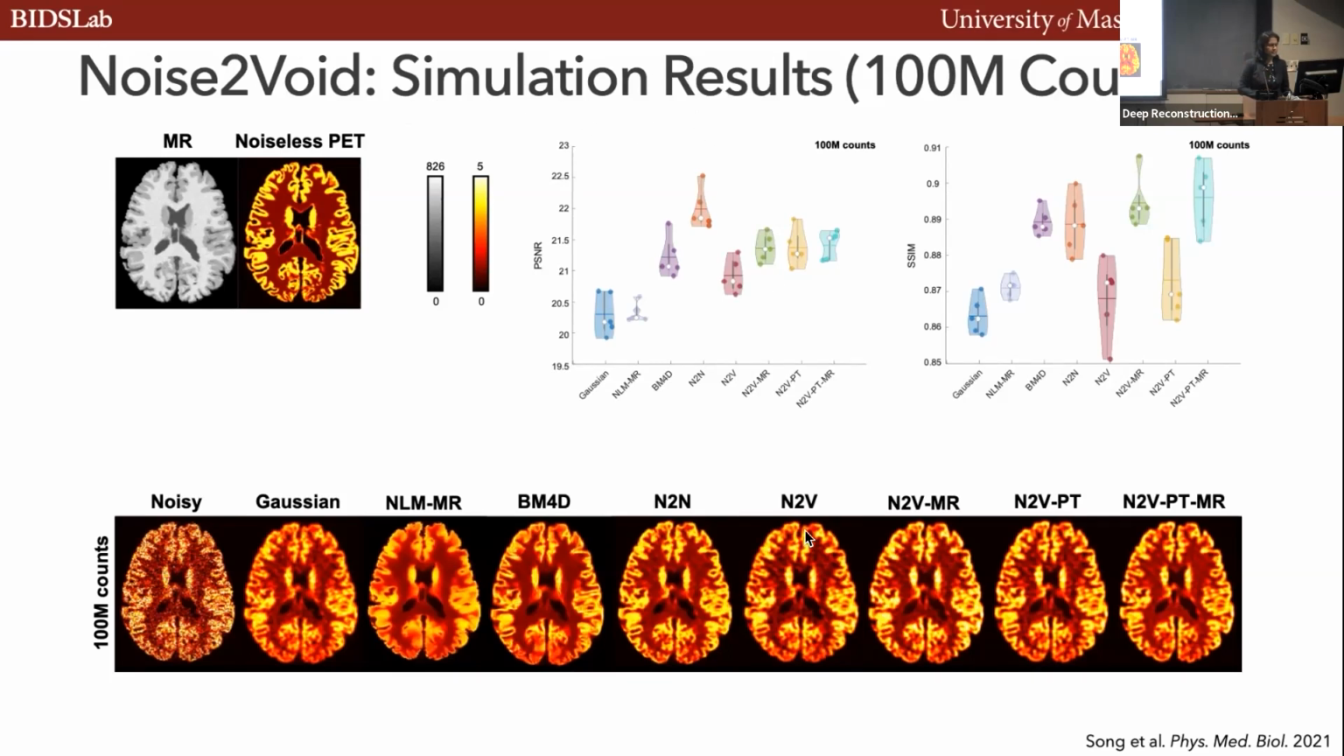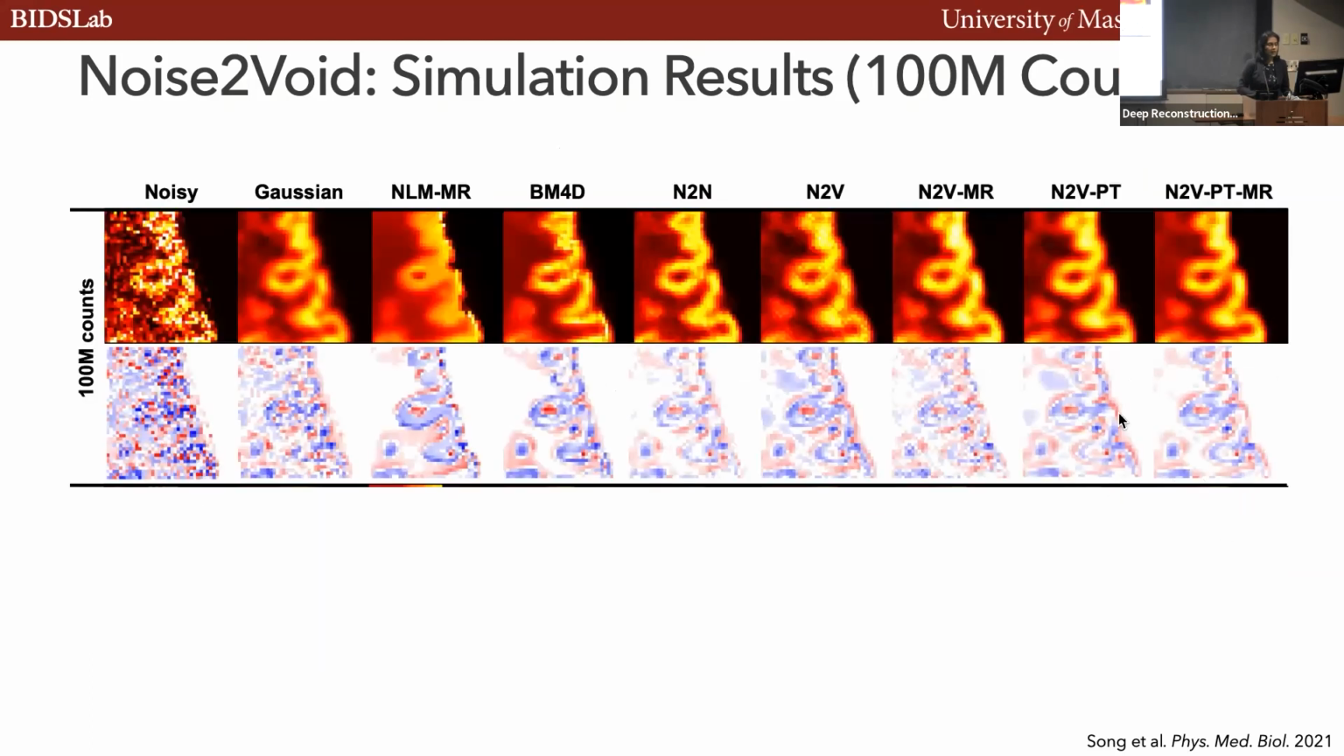We looked at different count levels, and in terms of the trends, we looked at both more traditional denoising approaches as well as different noise to void variants, including MR guided, without MR, pre-trained, not pre-trained, etc. And so we saw a general benefit of incorporating anatomical information and incorporating the pre-training step. The other thing we noticed in general was that with pre-training, when we look at these different images, we see some reduction in bias, especially in these regions. Note that this is noise to noise.